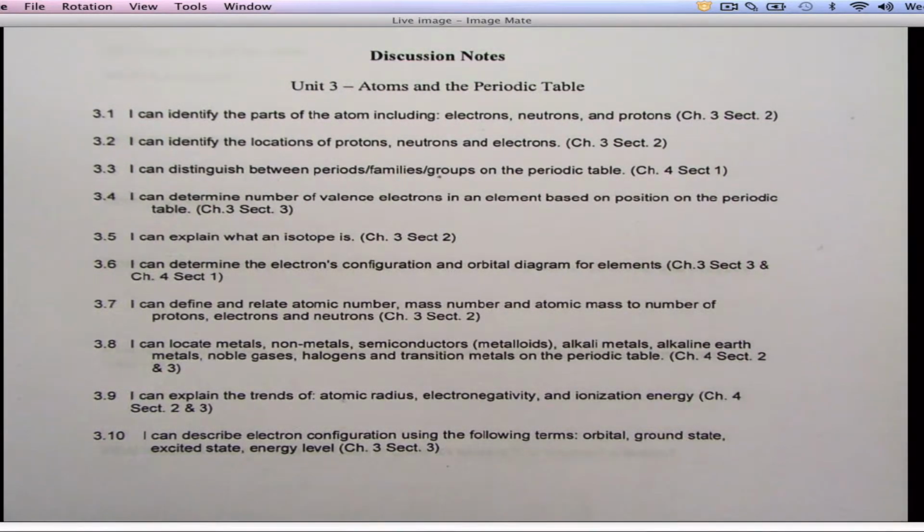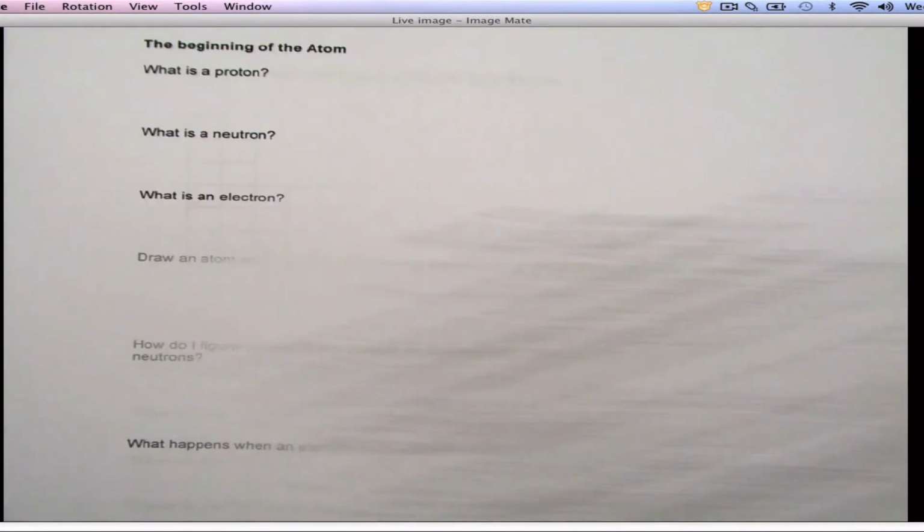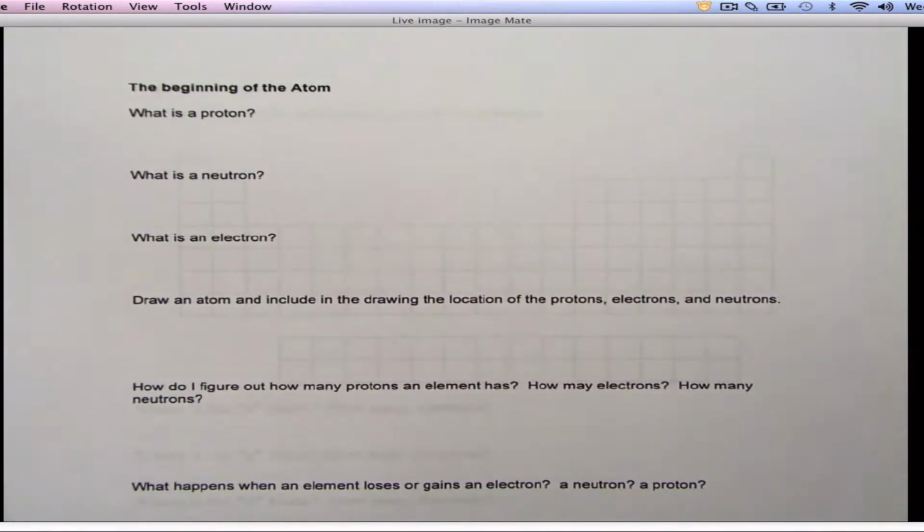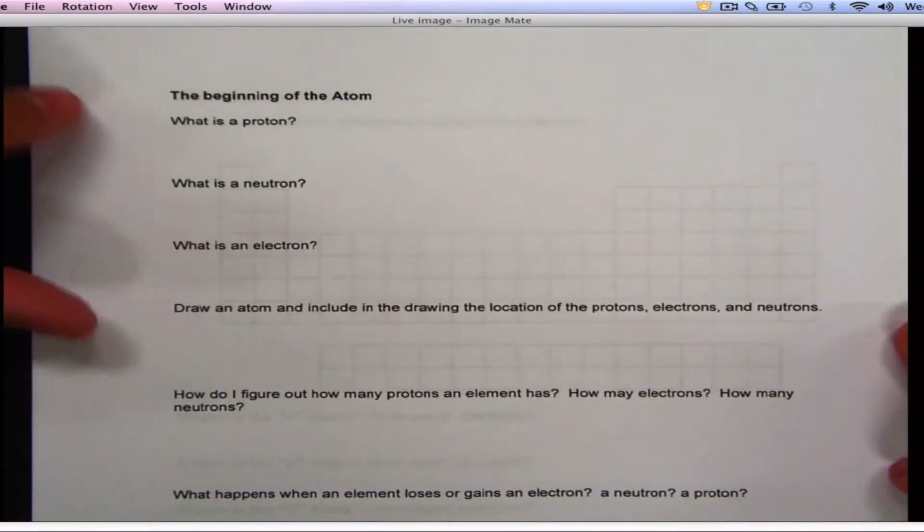All right, so let's get right into it. Let's go through the first part. First part is the beginning of the atom. So what is an atom? What are the parts of it? How does it look? So on and so forth. So here we go. First question, what is a proton?